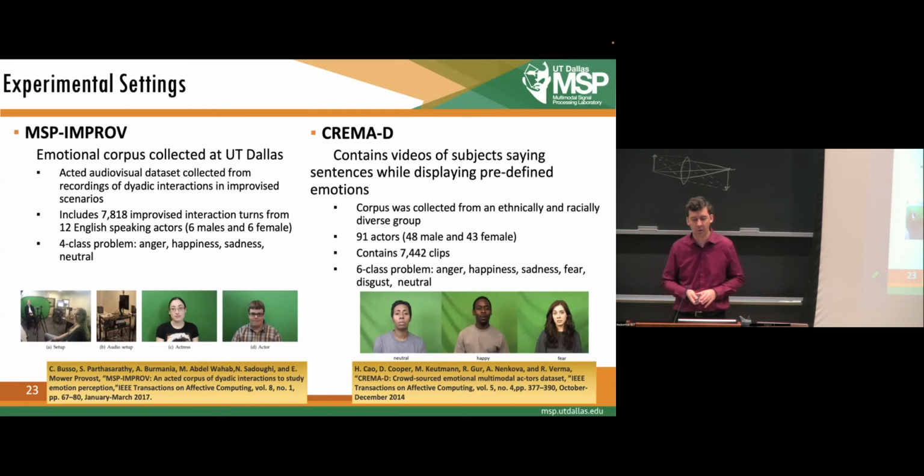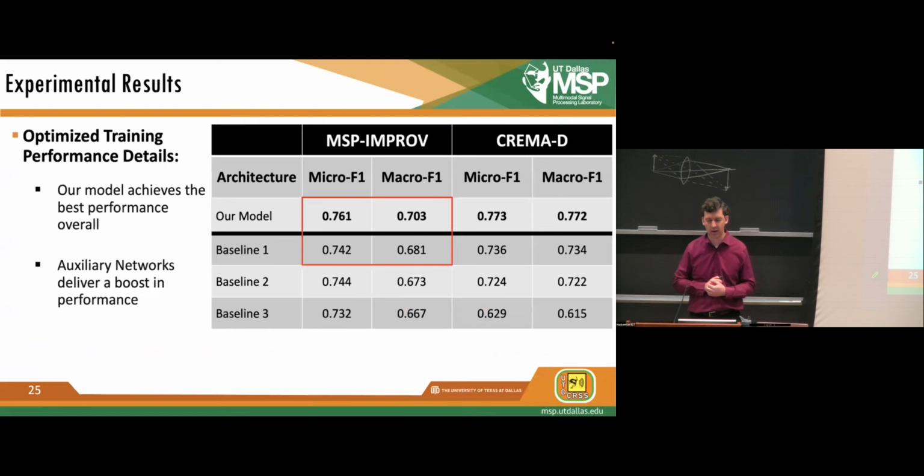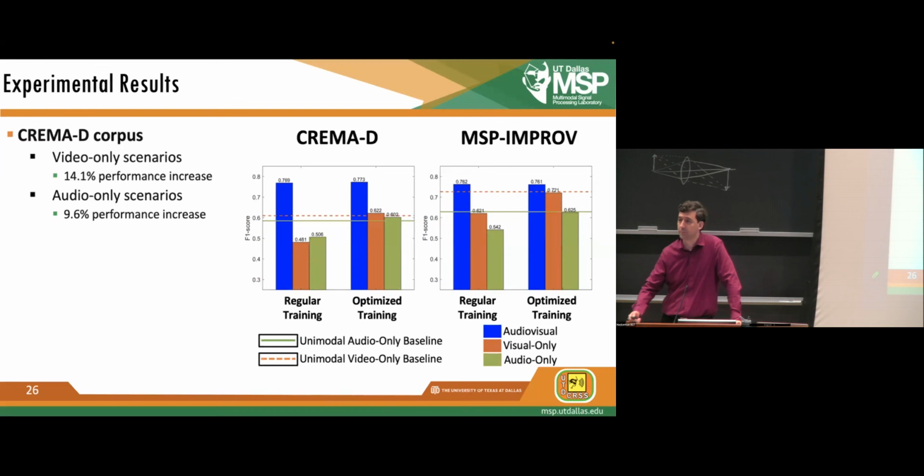And here's the result. When you compare our model with baseline one, which is the same as our model without the auxiliary network, we found that adding the auxiliary network leads to significant improvements in performance, in both corpora. The other thing we observe in this graph is that baseline two and baseline three, the state-of-the-art models evaluated in the same settings as our model, have significantly lower performance than what we achieved, showing the power of the framework that we propose.